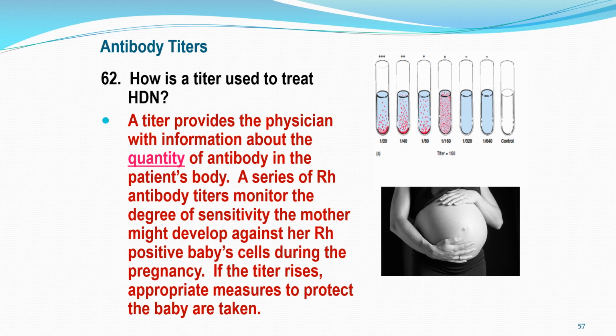Now, how is a titer used to treat hemolytic disease of the newborn? A titer provides the physician with information about the quantity of antibody in that patient's blood. So a series of Rh antibody titers monitors the degree of sensitivity the mother might develop against her Rh positive baby's cells during the pregnancy. If the titer begins to rise, then the doctor can take appropriate measures to protect the baby.